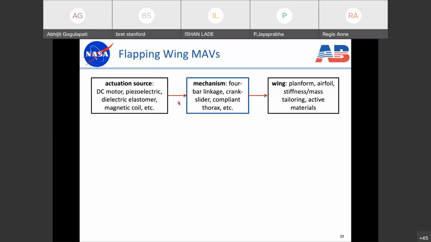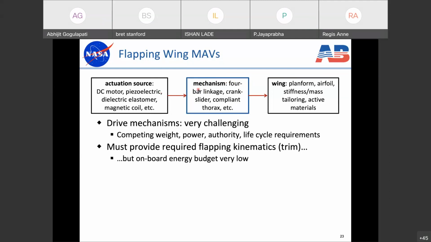So this is a drive mechanism which is going to flap these wings up and down in response to the actuation source. So here we make choices. Historically, these designs have looked like multi-jointed mechanisms, like a 4-bar linkage or a crank slide or something like that. So drive mechanisms for flapping wing MEVs, it's very challenging to do this. We have competing weight and power and authority and life cycle requirements. These mechanisms have to provide the required flapping kinematics to trim the vehicle out, but the onboard energy budget, I would say, is quite low.